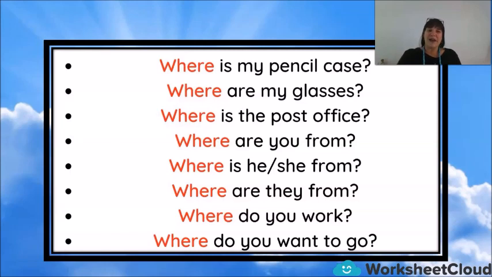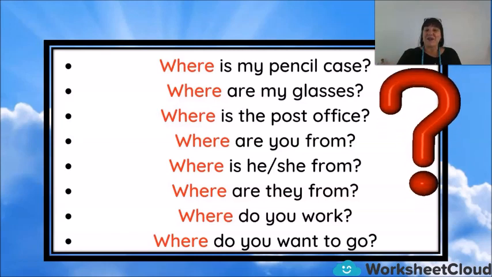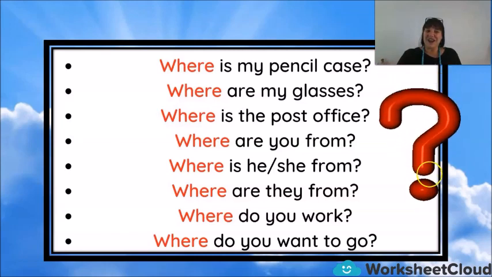Where are you from? I am from Cape Town. Where is he or she from? He or she is from Johannesburg. Where are they from? They are from Blouberg. Where do you work? I work at a school. Where do you want to go? I want to go to Disneyland. So those questions all had an answer. And at the end of the question was the question mark.